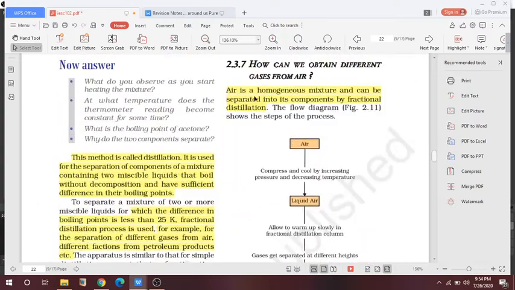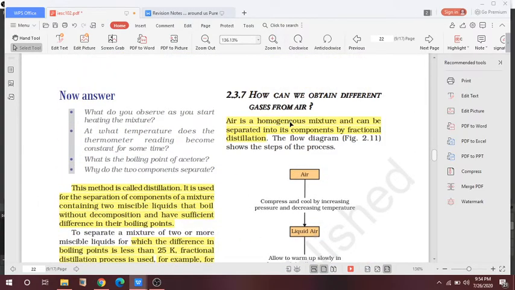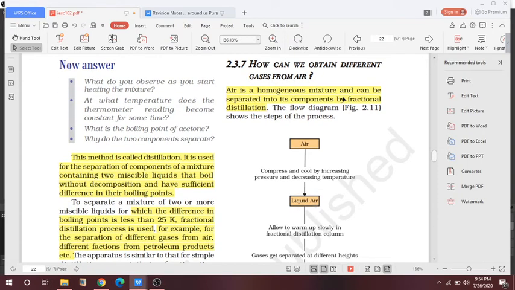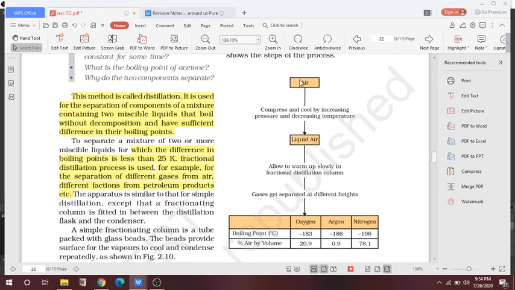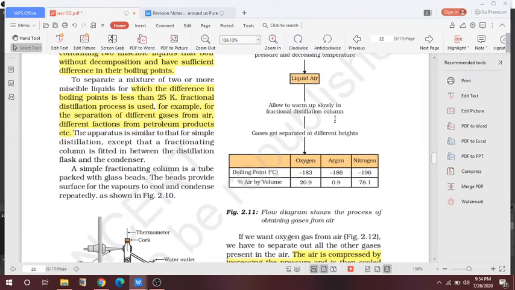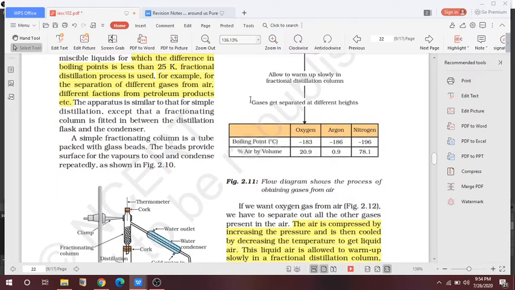Next is how can we obtain different gases from air. Air is a homogeneous mixture and can be separated into its components by fractional distillation. In this process we compress and cool the air by increasing the pressure and decreasing the temperature, and now this air is converted into liquid air. We allow it to warm up slowly in the fractional distillation column, and gases are separated at different heights.